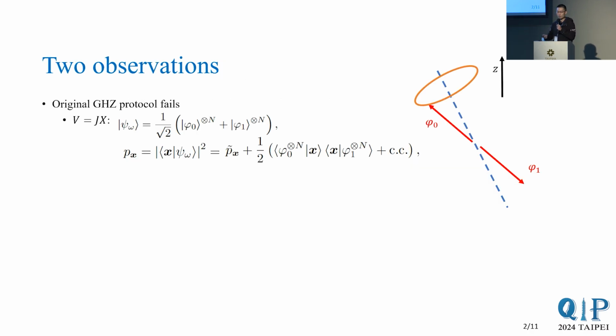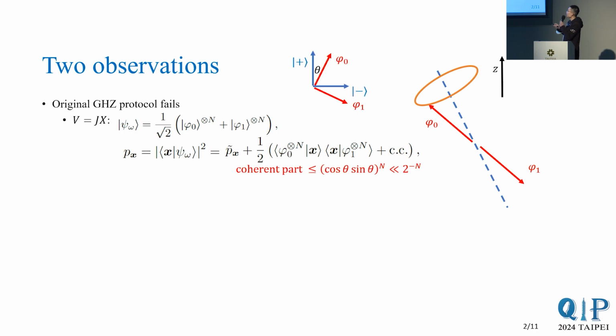Okay, so when thinking about this problem, we first have two observations. First, this problem is non-trivial in the sense that the original GHZ protocol that measures in the X basis will fail in general. And it actually fails even if V is just some on-site field in X. In this case, you can calculate things exactly and show that the coherent part in this probability distribution is in general exponentially small. And furthermore, this argument suggests that for more general interactions, any fixed local basis measurement cannot achieve the Heisenberg limit.